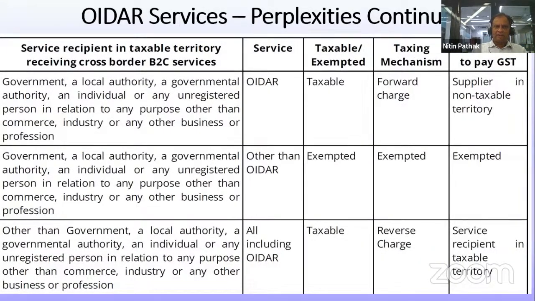I have covered when any service recipient in the taxable territory receives a cross-border B2C service. So I am the recipient of YouTube. I am the recipient of services receiving cross-border B2B, B2C, B2B. They have to pay under RCM. Here taxable is exempt. OIDR service is taxable. Taxing is on forward charge because I have to pay as I'm in India.